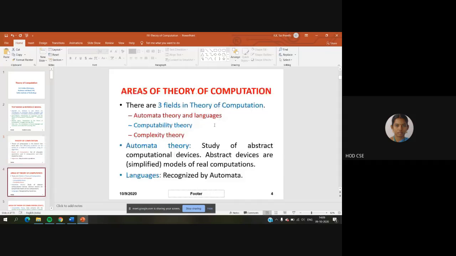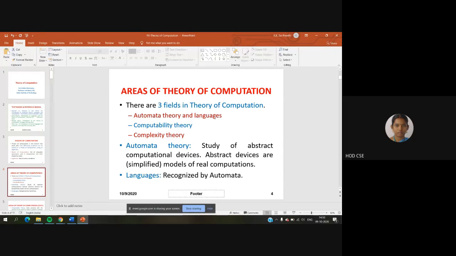And these are the three areas of the theory of computation. One is automata theory and languages. In this class, we mostly concentrate on automata theory and languages, and computability theory and complexity theory. So while you are referring to GATE questions, with respect to these three fields, you can expect more questions from the first field, called automata theory and languages. And you can give the least importance to computability theory and complexity theory in theory of computation.